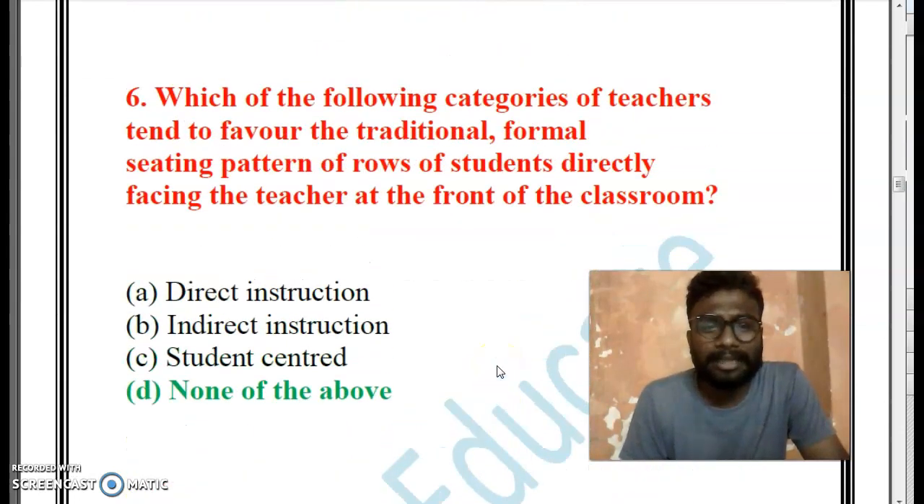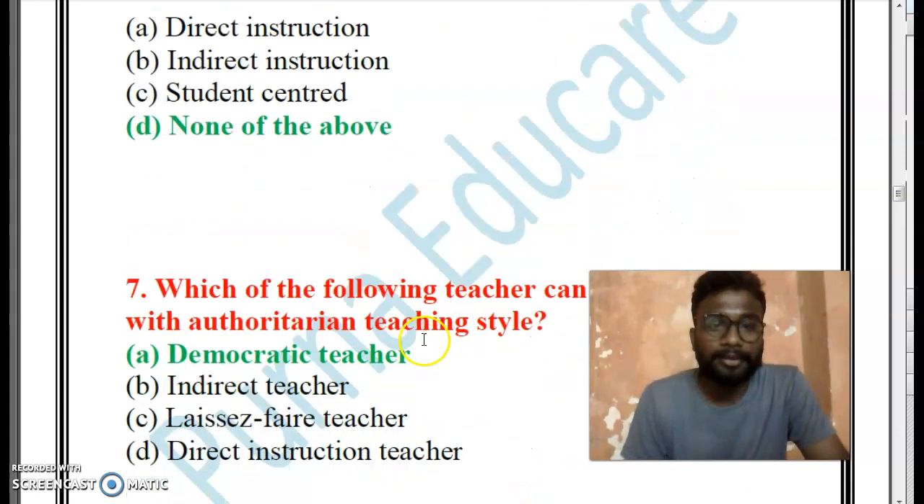Which of the following categories of the teacher tends to favor the traditional formal seating pattern of rows of students directly facing the teacher at the front of the classroom? So we do not have any option here. Direct instruction, indirect instruction, student center, and none of the above. It is none of the above, right?